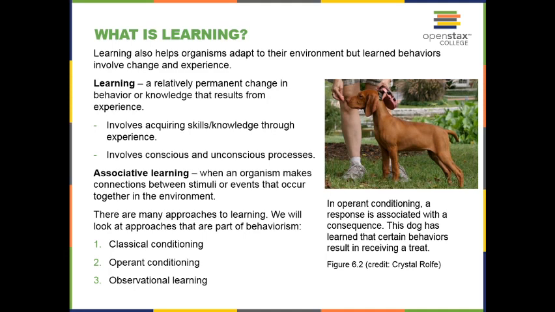We have associative learning. When an organism makes connections between two stimuli or events that occur together in the environment, we have associative learning, such as when we learn nga kung mo ring ang bell, tingkaon na. There are many approaches to learning. We will look at approaches that are part of behaviorism. If you remember behaviorism, these are about the rewards and punishment that compel an individual towards a certain behavioral pattern.